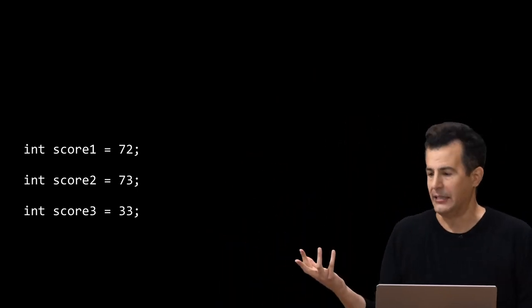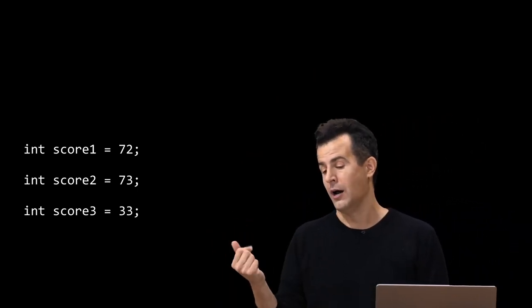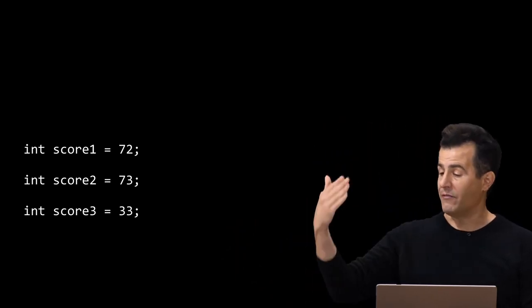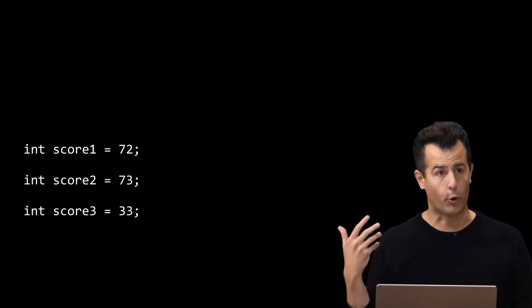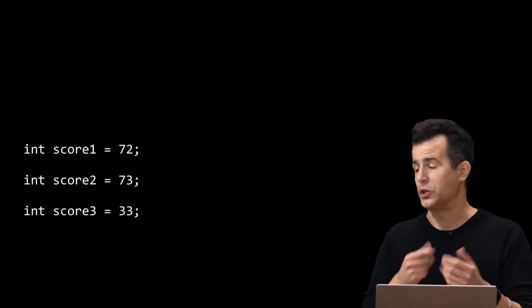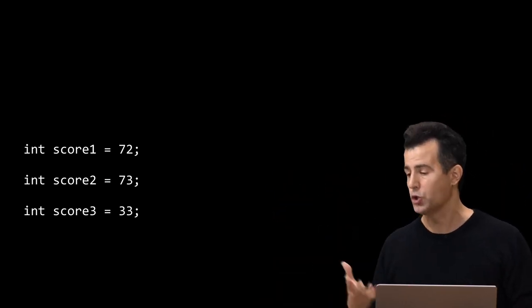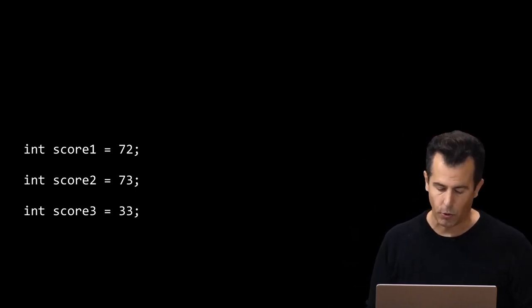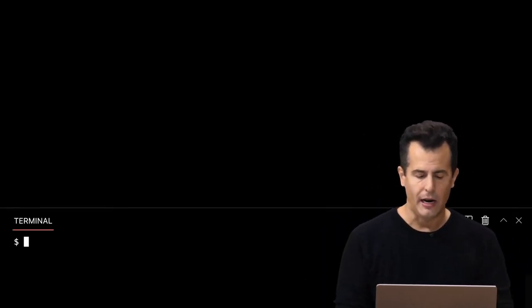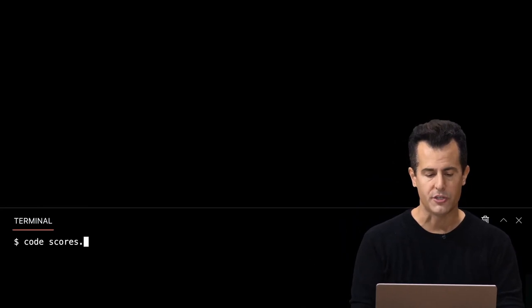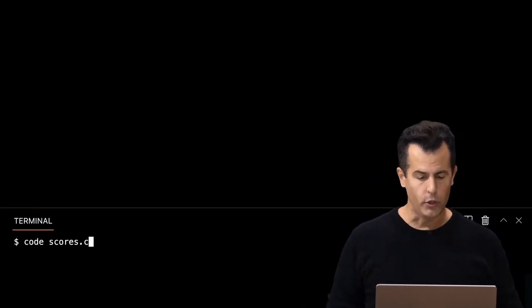I have coincidentally given myself two scores at around 72 and 73, and then a pretty low score at 33. Of course, last week or 2 weeks ago, this would have been high, but now we're dealing with actual integers. So these are three so-so scores on my quizzes or tests or the like. So let me go to VS Code here, and let's make a program called scores.c. So I'm going to write code scores.c.